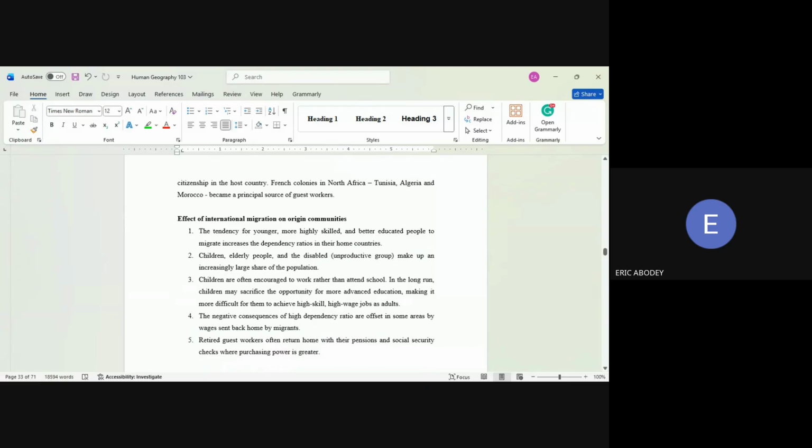So what are the effects of international migration? There's a tendency for younger, more highly skilled and better educated people to migrate. This increases the dependency ratio in their home countries. So whilst there's brain drain, those of us who have attained skill want to leave, there are consequences on the home country. Children, elderly people, and disabled make up an increasingly large share of the population.